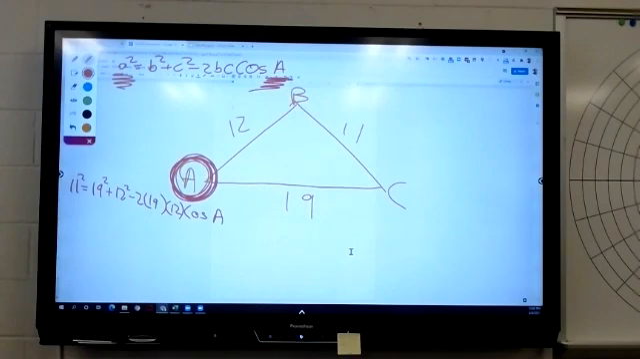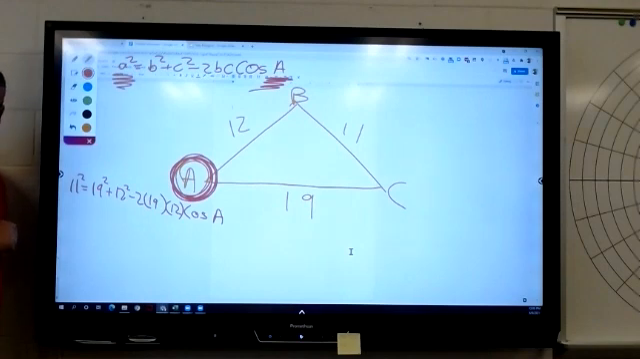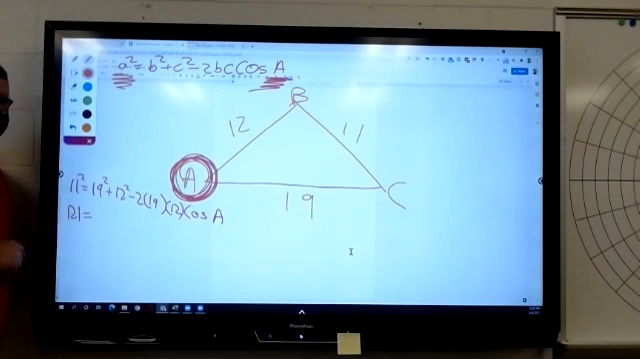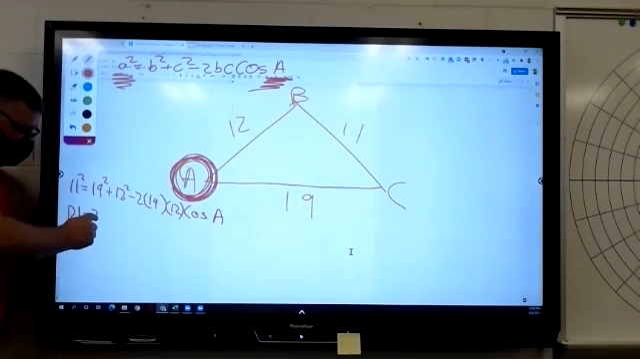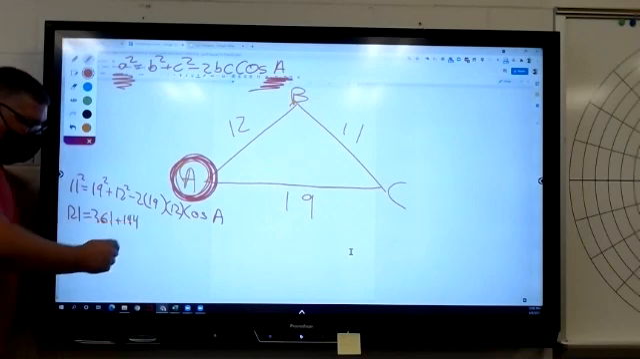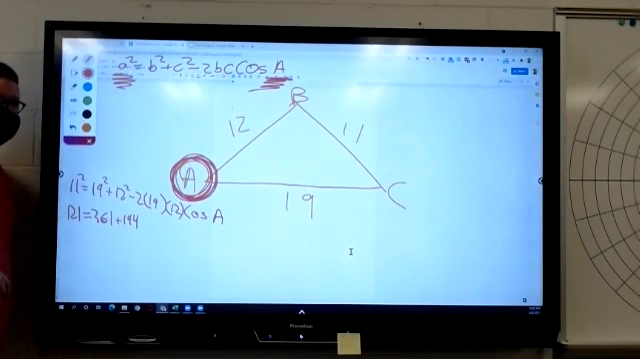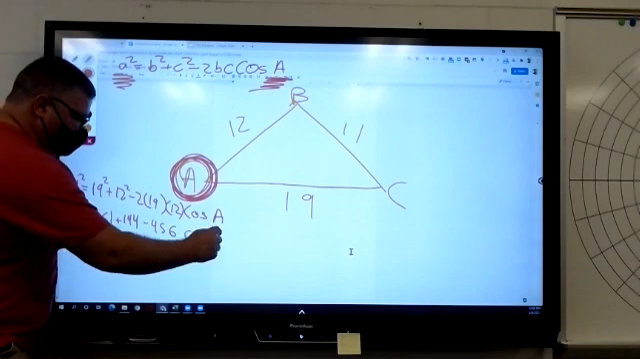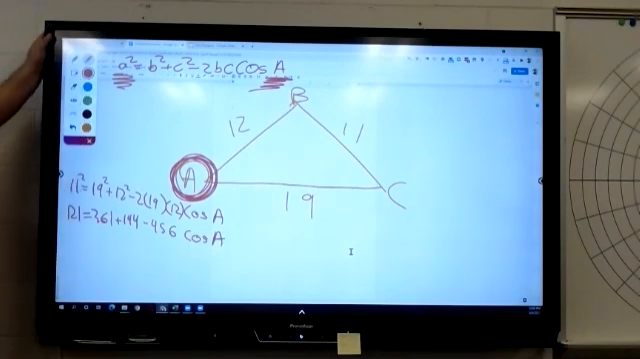Start simplifying. What's 11 squared, Daytona? Nope, that's squared. 11 times 11 is? You have a calculator, right? Why are you putting it away? 11 times 11 is 121. Now, what's 19 times 19? 361, plus 144. Does everybody agree with that? What's 2 times 19 times 12? 456. Yes, because we got the minus sign out in front of it. Does that make sense? Is everybody good to this point?